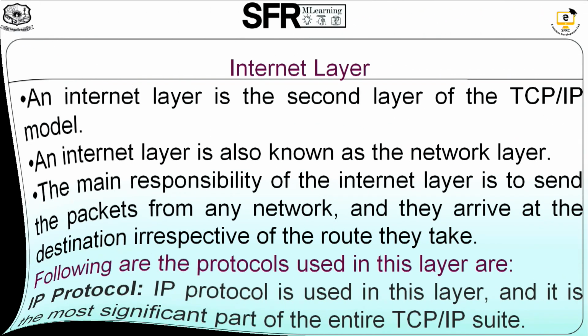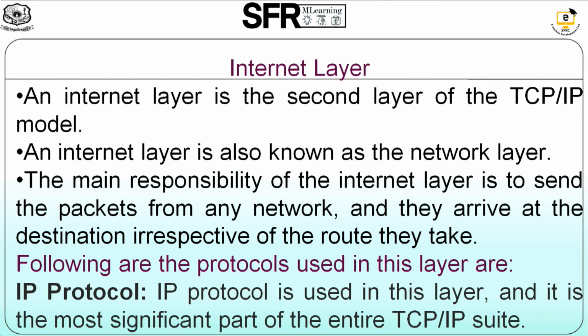Next one is the internet layer. The internet layer is the second layer of the TCP/IP model. An internet layer is also known as the network layer. The main responsibility of the internet layer is to send packets from any network, and they arrive at the destination irrespective of the route they take. The following are the protocols used in this layer.